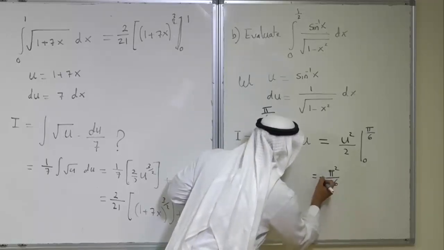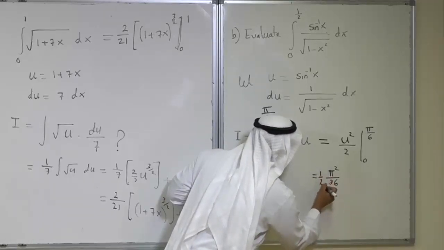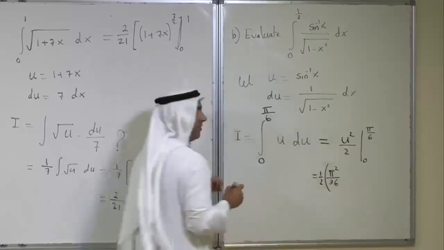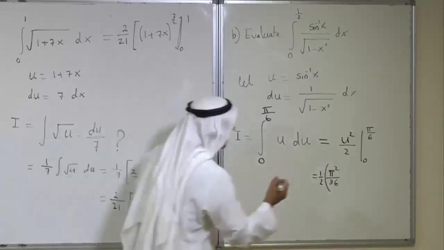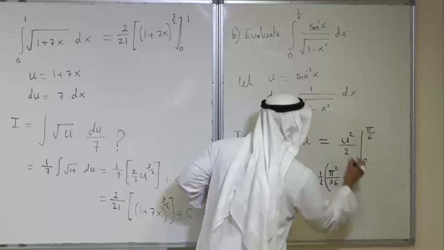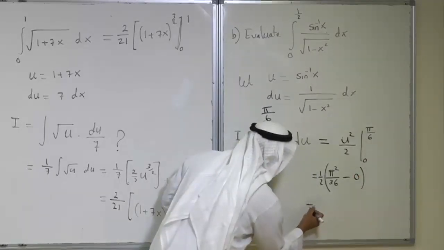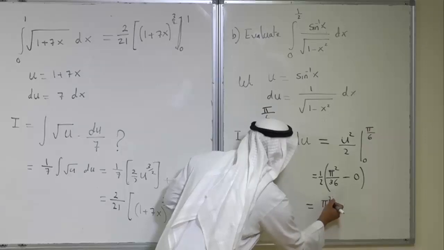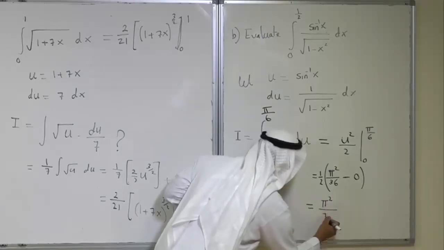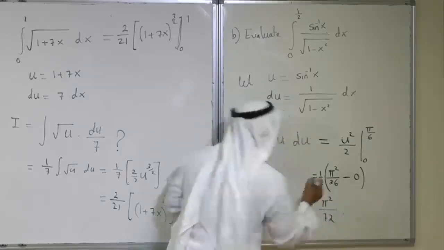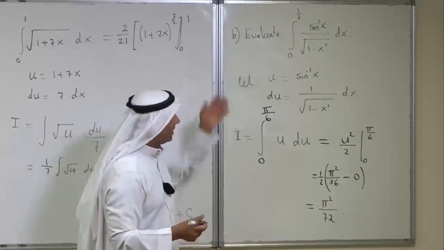So I will multiply here by 1/2. This is all multiplied by 2. I will take the 1/2 common factor. Minus, at 0, this is equal to 0 over 2, which is equal to 0. So what is the final answer? The final answer is pi squared over 72. So that is the solution of the second example.